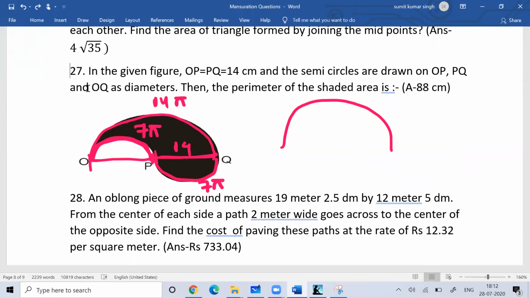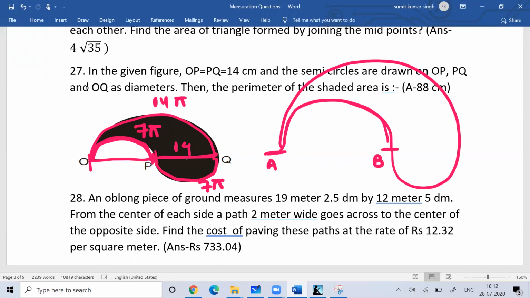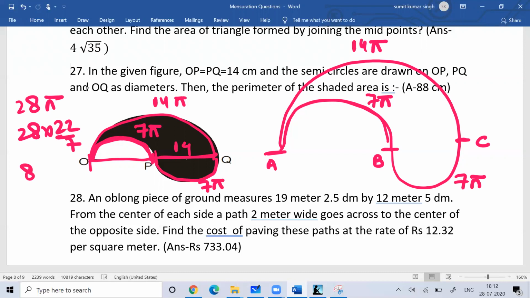The diagram is something like this. This part A to B is 7 pi, and from B to C is 7 pi, and from A to C, this is 14 pi. So the total would be 28 pi. 28 pi you can write as 28 into 22 by 7. So this is 88. That would be the perimeter.